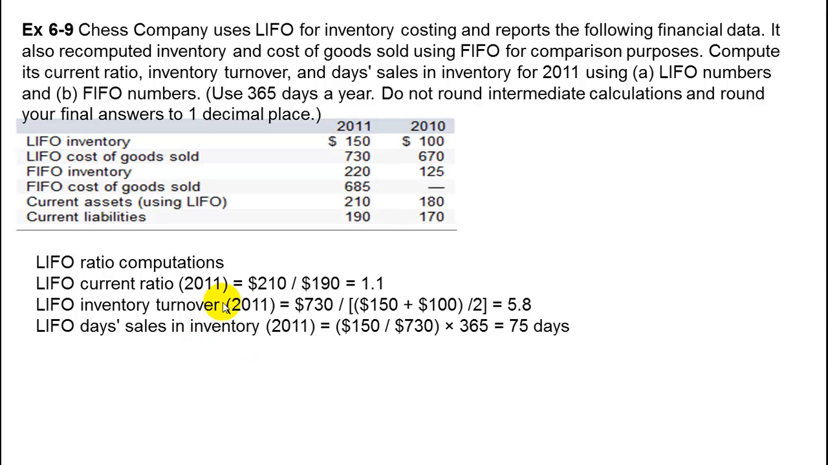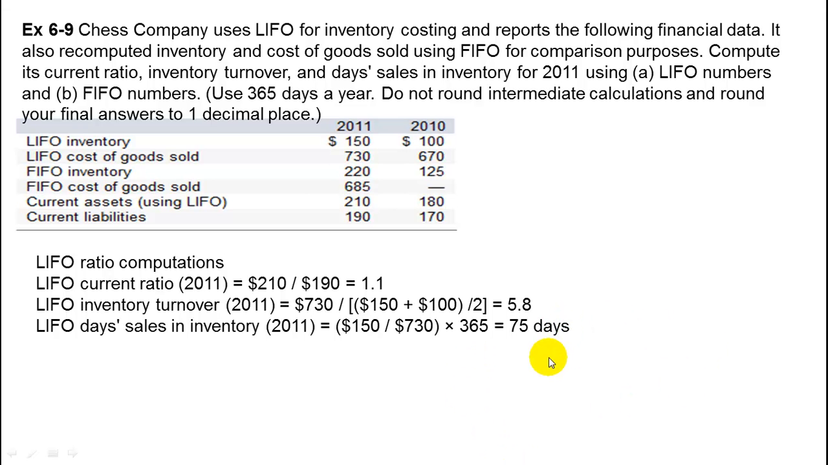Then we have the LIFO days sales in inventory for 2011, and that would be 150, the LIFO inventory, divided by 730, which is the LIFO cost of goods sold, and that number is then multiplied by 365 days to give you, rounded off to the nearest day, 75 days of sales in inventory under the LIFO method.